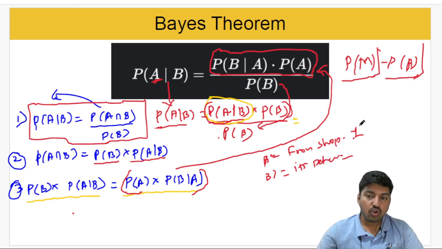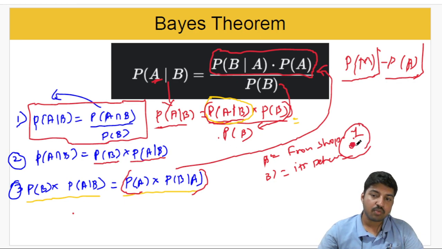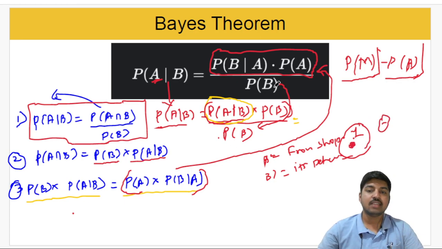But I don't know A intersection B, whether it is really coming from this shop or that shop. This A intersection B in conditional probability, I don't know. In that case, we can use the Bayes theorem. Got my point?